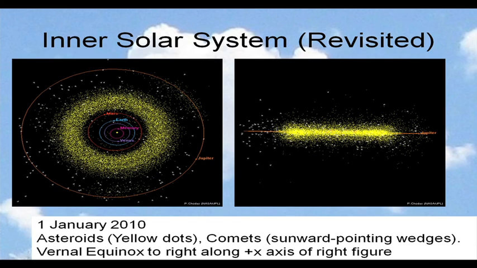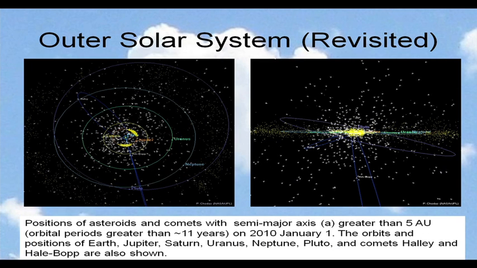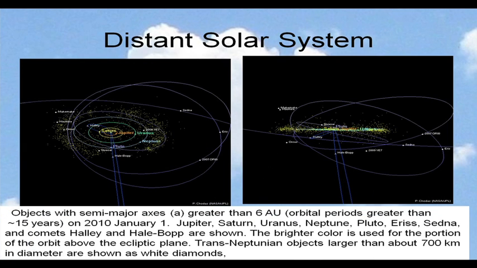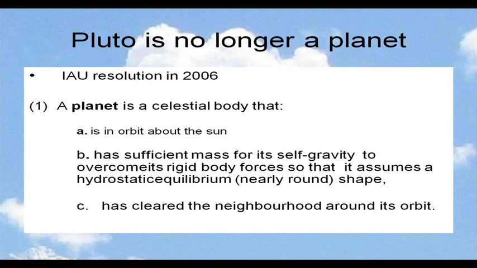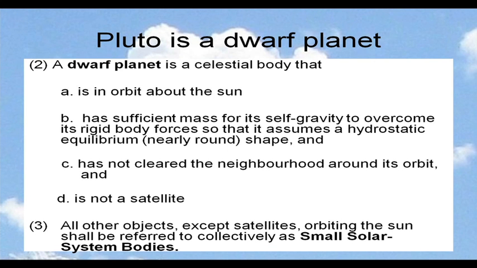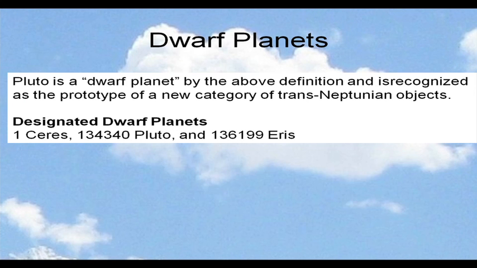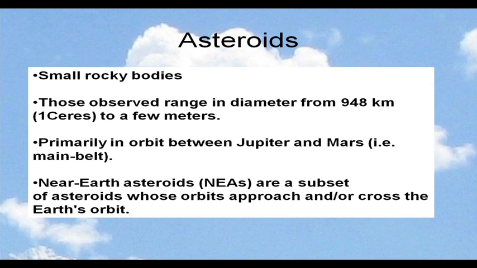And then I told you that we have these asteroids and comets, and finally we looked at the distant solar system, and we discussed why Pluto is no longer a planet. Pluto is a dwarf planet. In today's lecture, we shall start our discussion by first taking up asteroids.